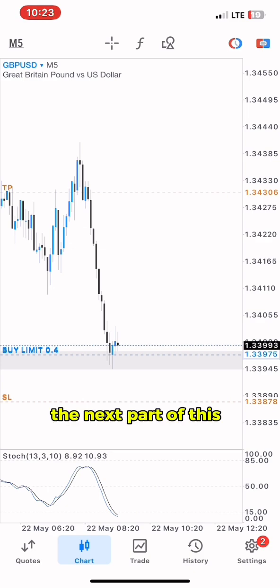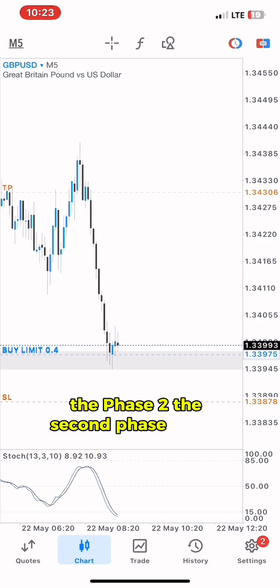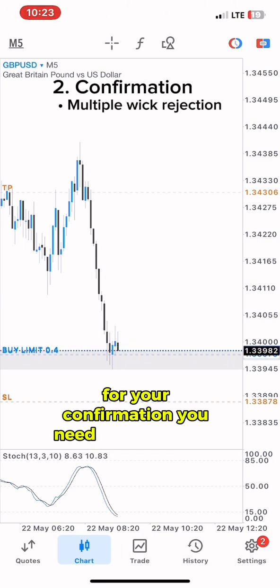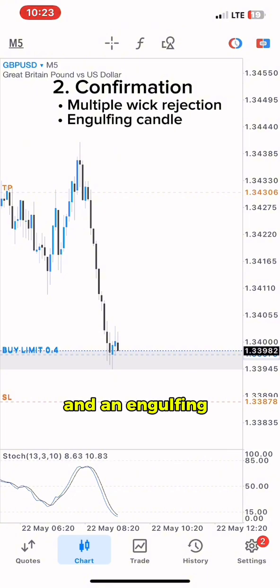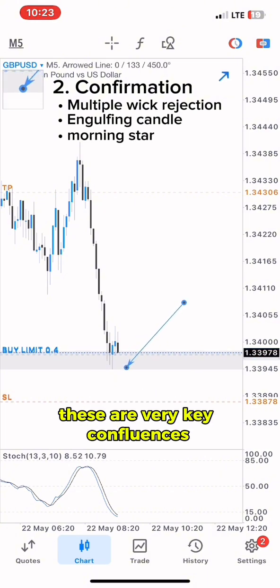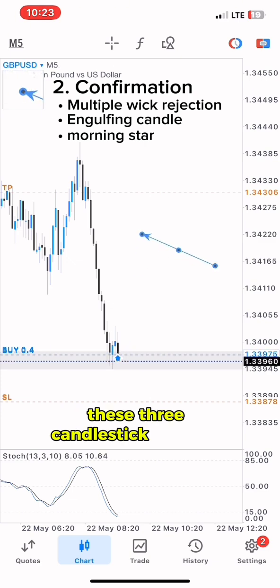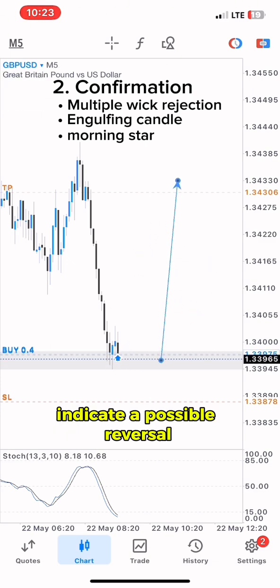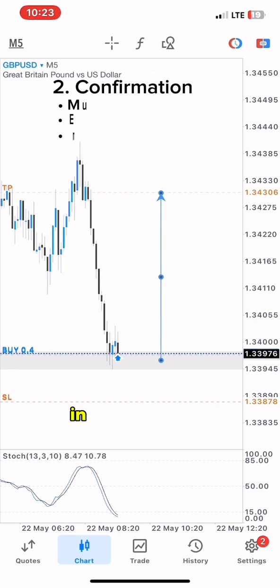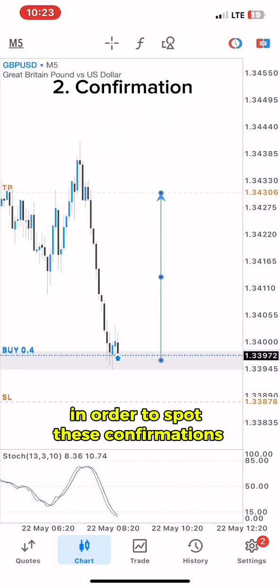The next part, phase two, the second phase of the strategy, is getting a confirmation. And what is your confirmation? For your confirmation, you need multiple weak rejections, an engulfing candle, or a morning star. These are very key confluences. These three candlestick patterns indicate a possible reversal from your point of interest. You have to keep your eyes open in order to spot these confirmations on your charts.